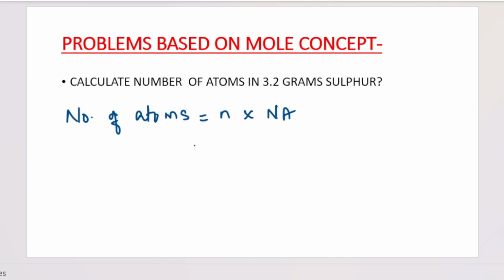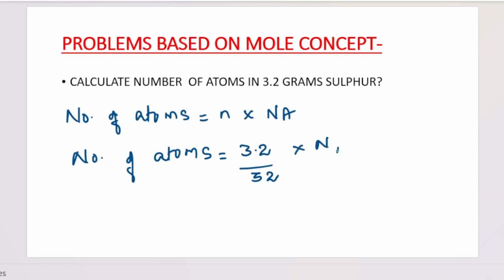So number of atoms will be, how to calculate moles, given mass upon molar mass, into Avogadro number. So that comes out to be 0.1 into 6.022 into 10 raised to 23 atoms.